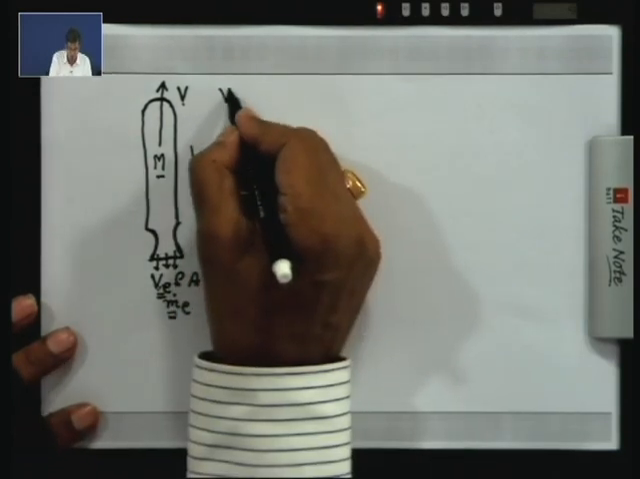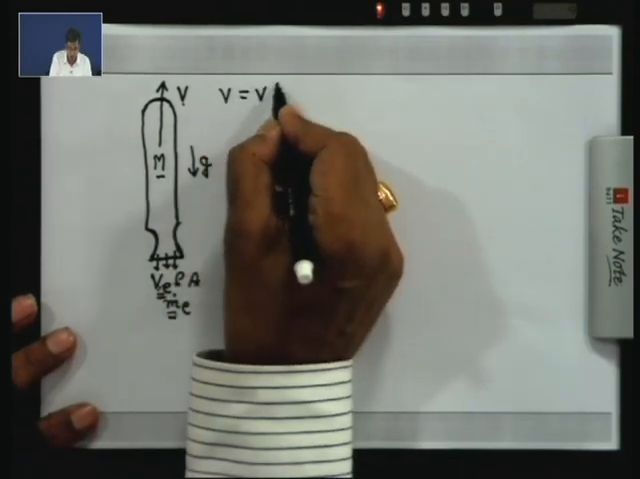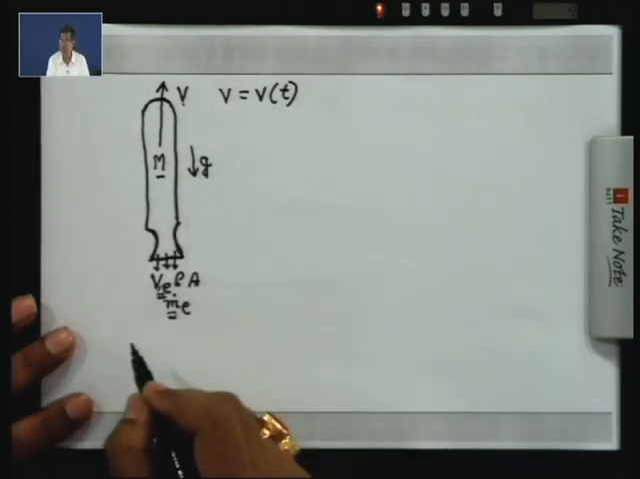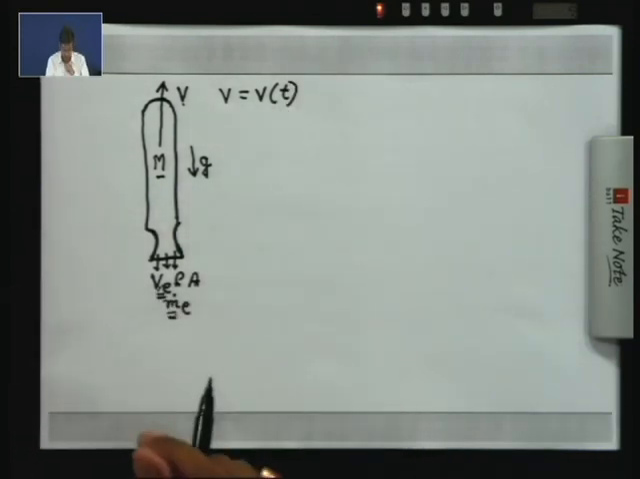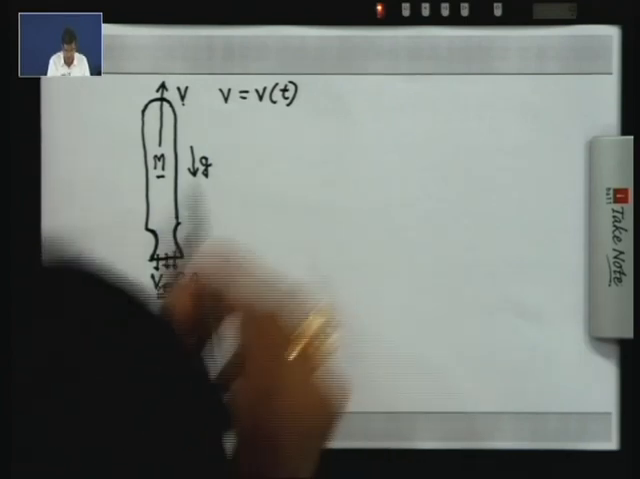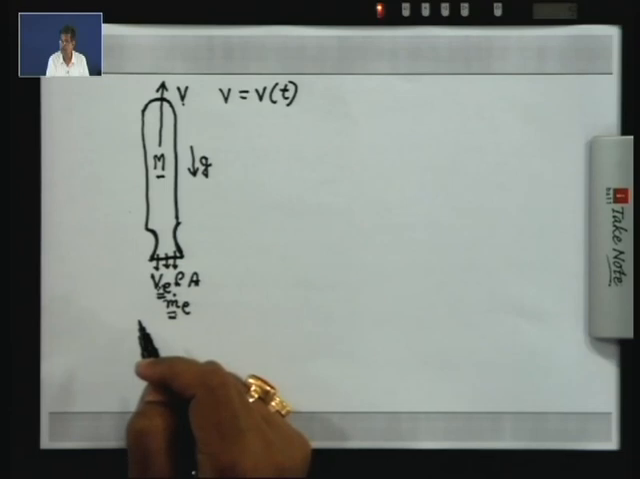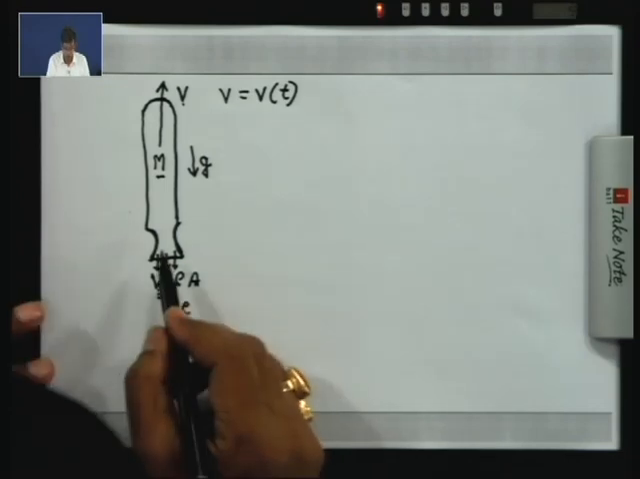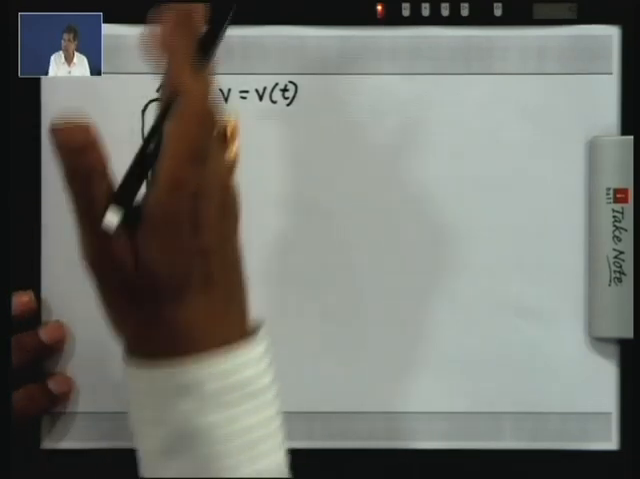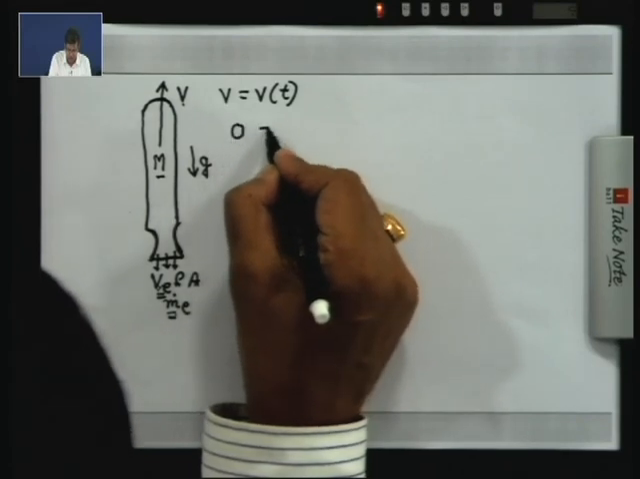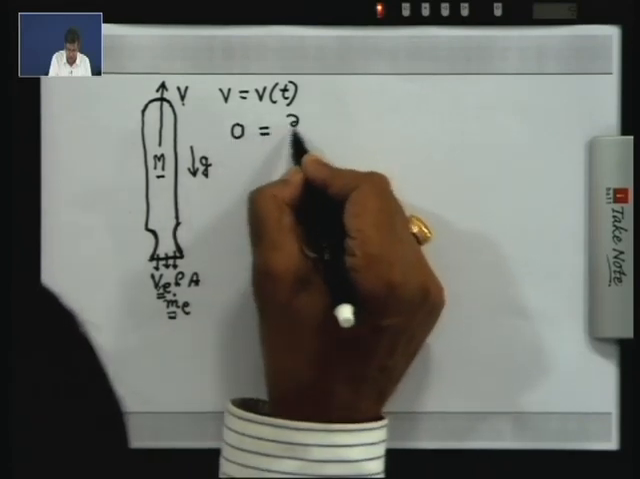We have to find out what is the function of V with t in terms of these variables. How to solve this problem? First of all, let us apply the conservation of momentum to this system. Conservation of linear momentum. The rocket does not rotate, it is just moving linearly with a rectilinear acceleration. Then what happens? If we write this, you remember, 0 is equal to, the first term was del del t.